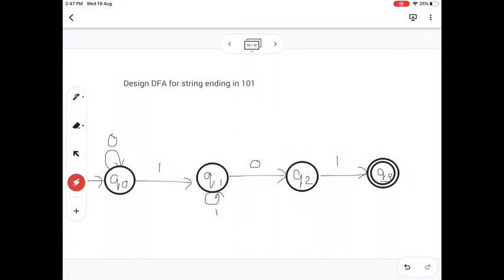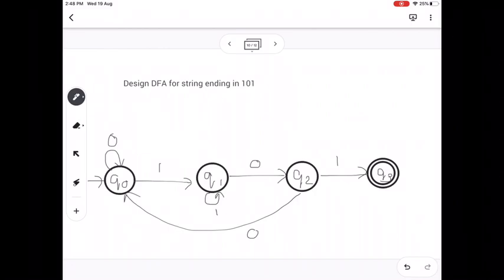Then at Q2, again for 1 I am going further. For 0 I will go back. Okay, now for 1 I am going further. Okay, now at Q3. In the previous one I had put a self loop. Once I get 101 as a substring, I remain in the same state. But for this example, if I am getting 101, anything after 101, I can't remain in the same state because the string should end with 101.